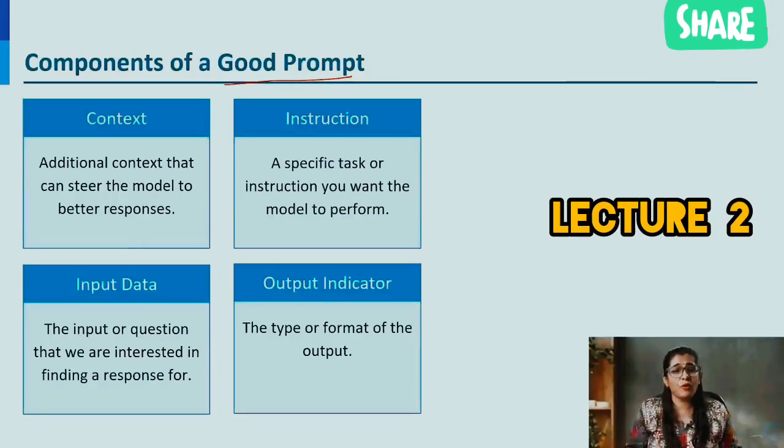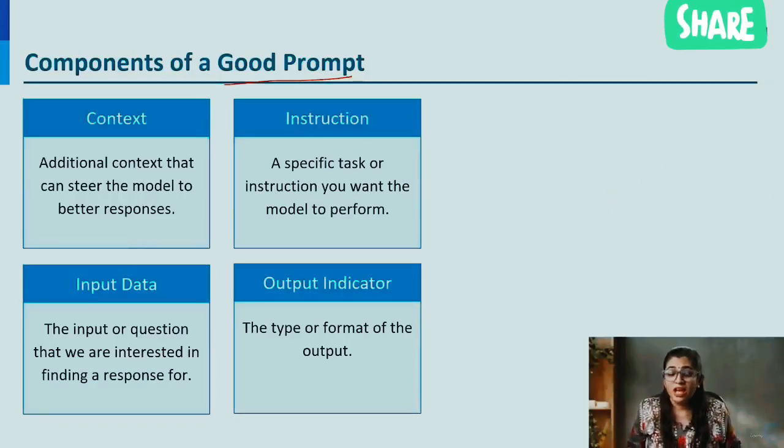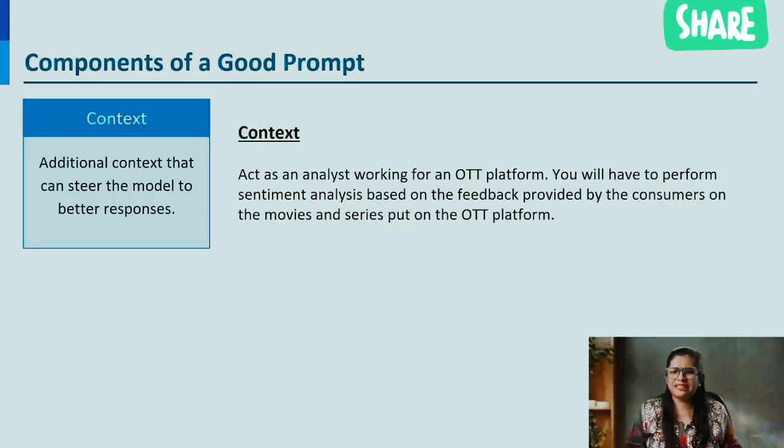So these are the 4 components of a good prompt. If your prompt consists of these 4 things, you are enabling your generative model, your ChatGPT, to give you better and good results. Now, let's see an example.